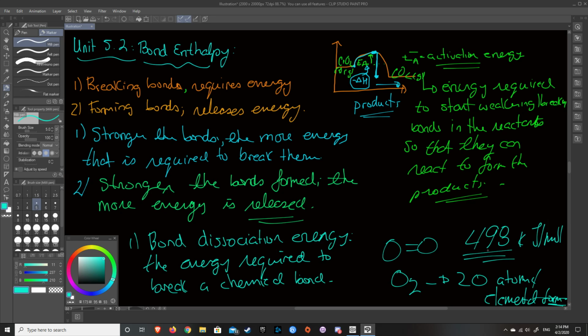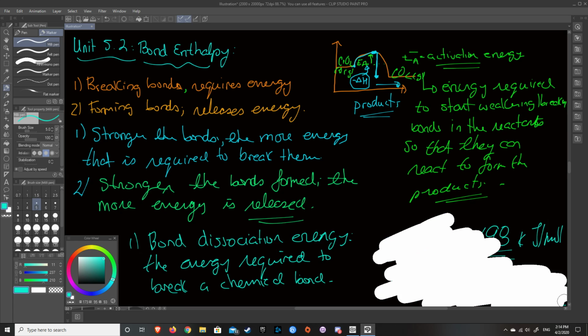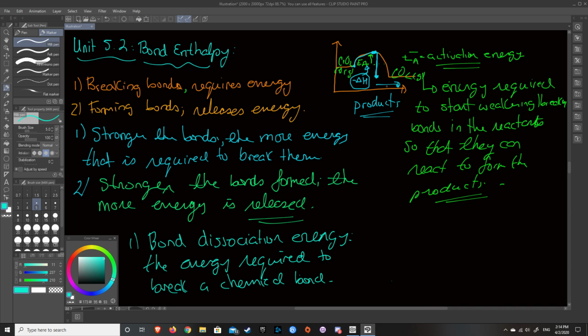So that's our bond dissociation. How much energy does this bond contain, and how much energy we need to put in order to shatter this bond into just two oxygen atoms hanging out. So okay, I'll take this off. I'm going to make a little bit more space over here, and we can continue on over here.